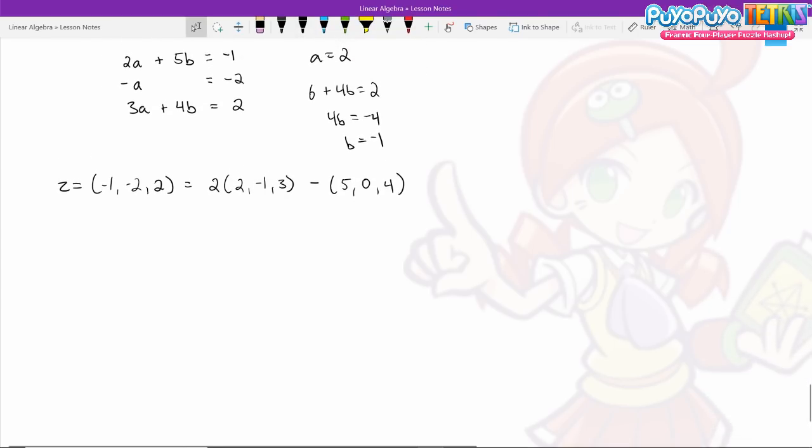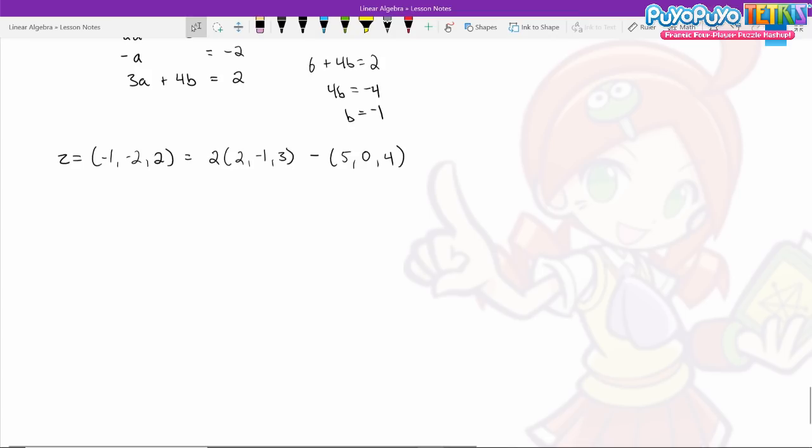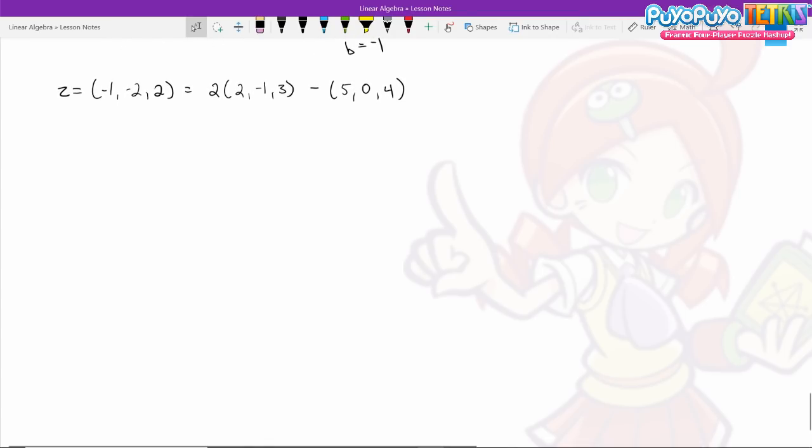Is that how I'm supposed to write the answer? Does it have anything to do with Puyo Puyo meaning squishy? Not really.